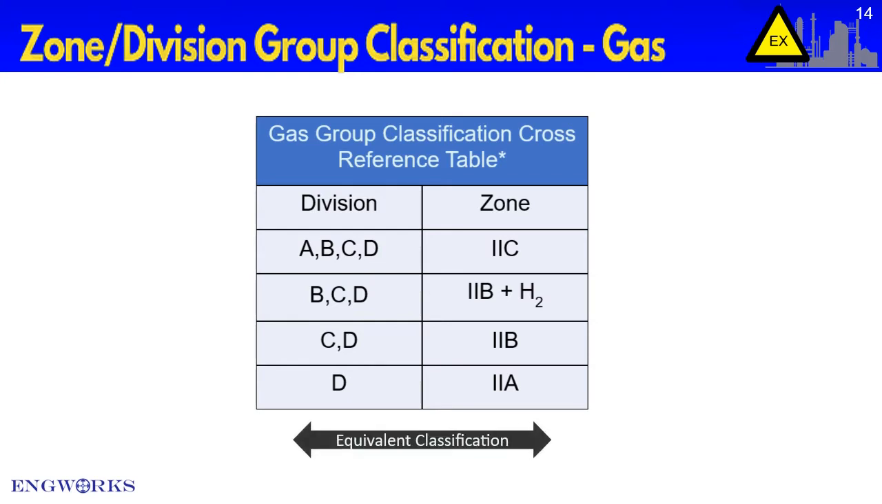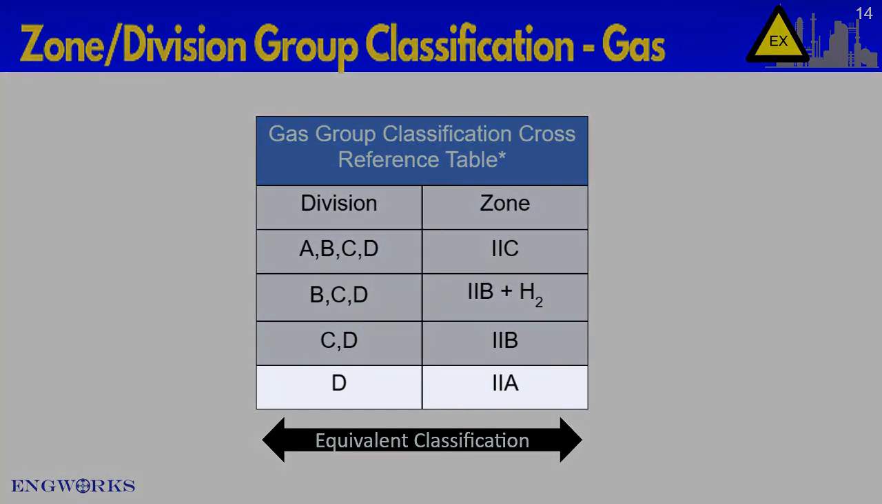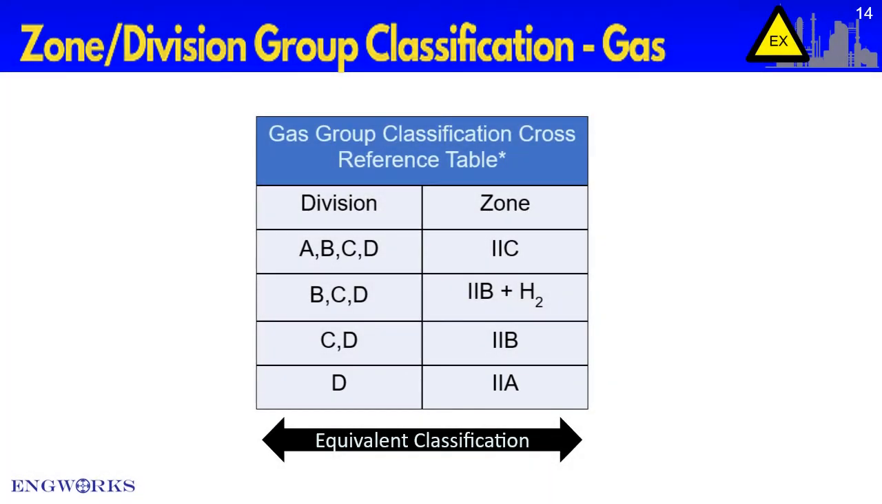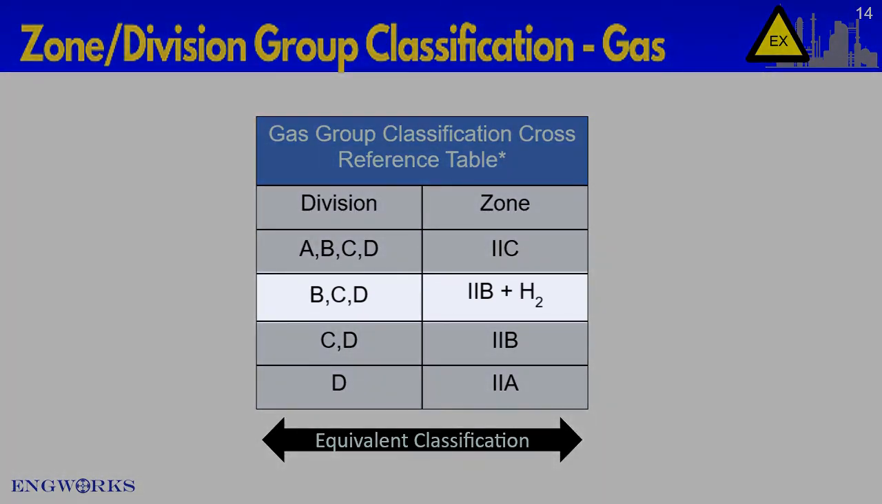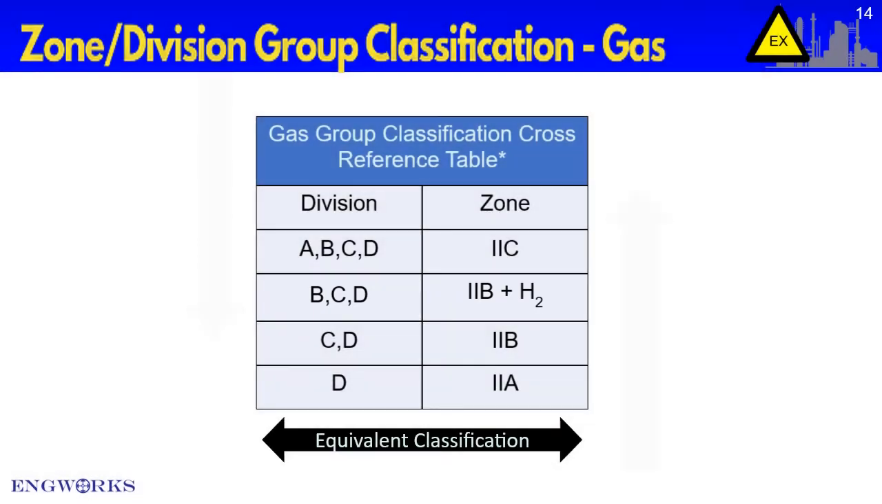Using the table that we see horizontally, the 2 group classification systems are equivalent. Group D under the division system is equivalent to Group 2A under the zone system, and vice versa. Similarly, a Group 2B plus H2 group classification is equivalent to a division group B, C, or D.